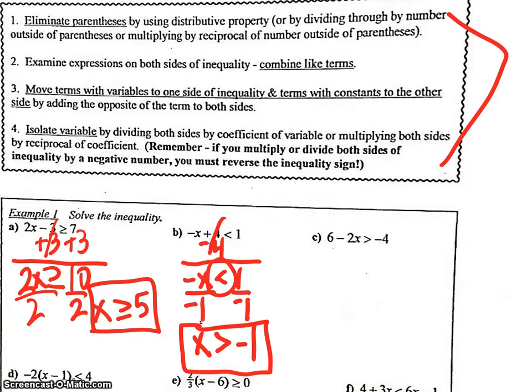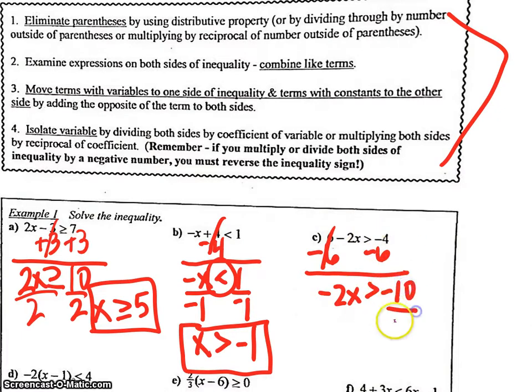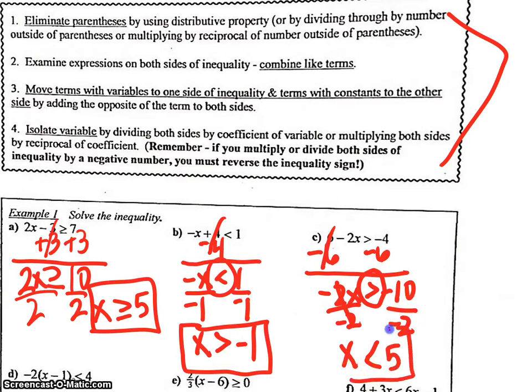Okay, example C. The first thing I'm going to move here is my 6. Since it's positive, I'm going to subtract it. And I'm left with a -2x is greater than, and a -4 minus 6 is a -10. Now I have to divide by a -2. And I hear divide by a negative, so I know automatically I have to flip that sign. So I'm left with x is less than, and -10 divided by -2 is a +5.